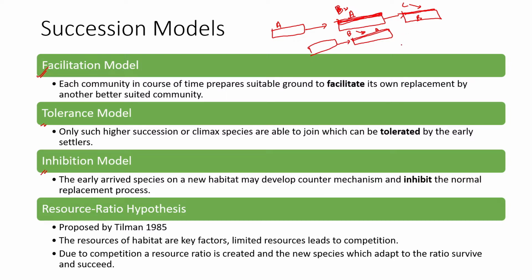The inhibition model talks about a simple negative process where A inhibits the entry of B. It's simple. When new species come in, they change the scenario in such a way that it inhibits the entry of other species. Now the thing is, all three models can work together to form a successional model.